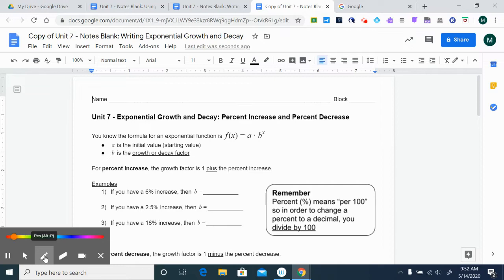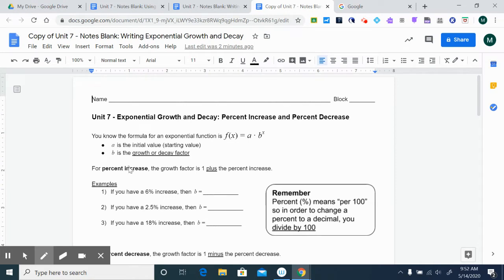So our formula for exponential growth and decay looks like this. We've been talking about exponential functions, and for the most part, we recognize what they should look like. Exponential functions have your variable in the exponent. When we're putting stuff into them, A is going to be our initial value, or that starting value, and B is our growth or decay factor.